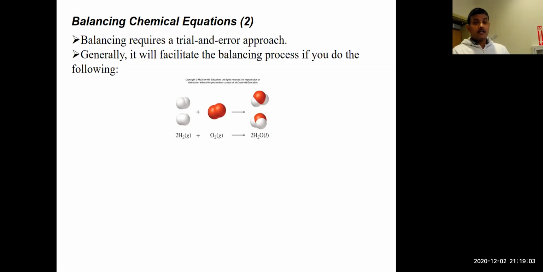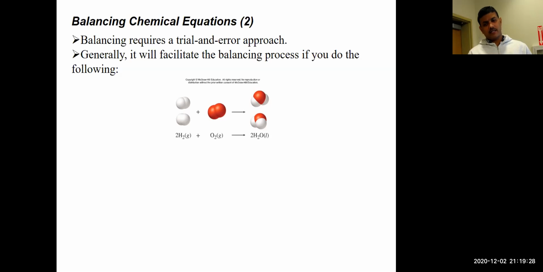So balancing chemical reactions requires a trial and error approach. In other, informal words, it is a bit messy work, at least until you get used to it, or maybe even after you get used to it, it is a little bit messy work. That's what the textbook is nicely saying: it is a trial and error approach.